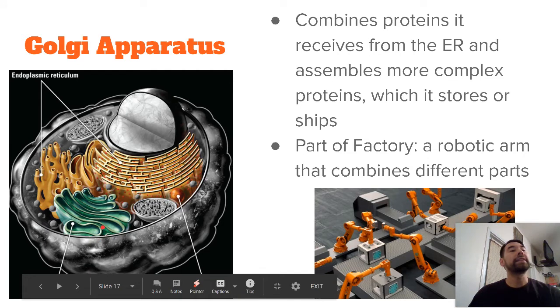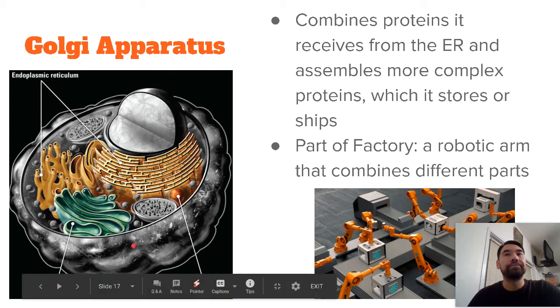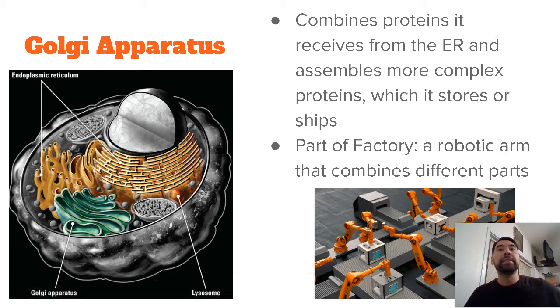Looks like a bunch of pancakes stacked on top of each other, I guess you could say. And the Golgi apparatus is going to receive a bunch of packaged proteins, right? Remember, this is the packaging center. It sends a bunch of little pieces here to the Golgi apparatus. And so it's going to take the little pieces that it's received and combine them and assemble more complex proteins. And then it will take those now complex proteins and either store them or ship them to different parts of the cell, or it could even send them outside the cell.